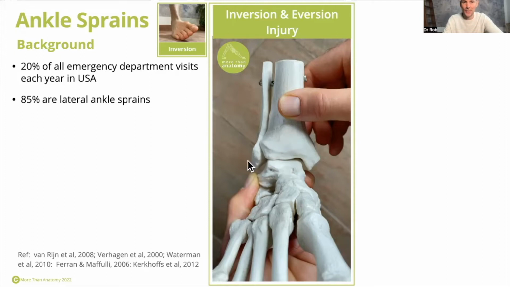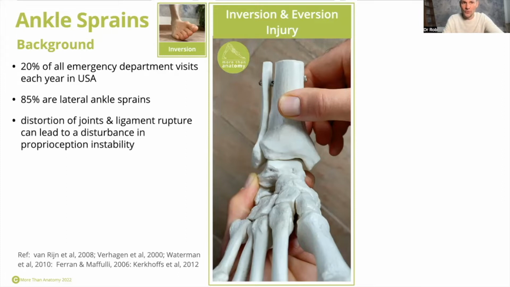Now, distortion of joints and ligament rupture can lead to a disturbance in proprioception and instability. Now, what does that mean? Proprioception is essentially our awareness and control of movement, our ability to send our finger out in a direction and keep bringing it back to our nose, without even looking. I can do this again and again and again because my brain understands where my joints are positioned, and then therefore can make very precise contractions to carry out that movement and stop me poking myself in my eye and actually touch my nose.